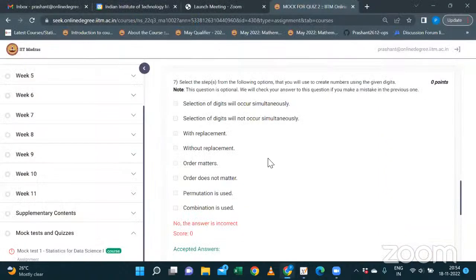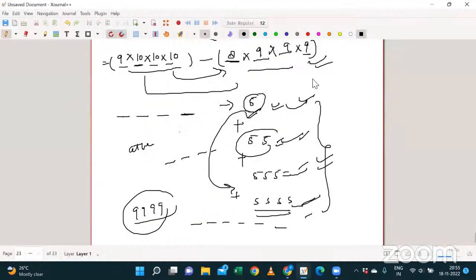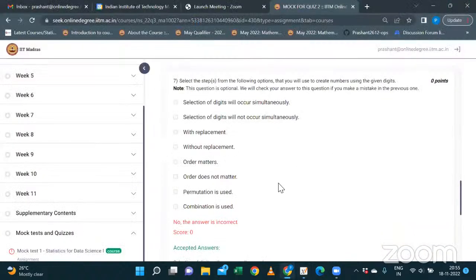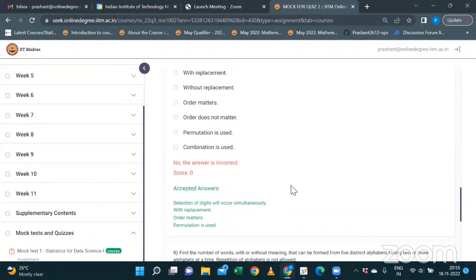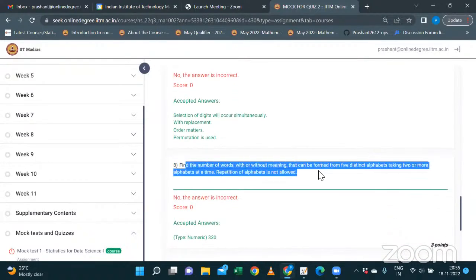So what about the seventh option? Selection of digits will occur simultaneously. With replacement or without replacement? With replacement, mentioned in the question. Order matters or not? Order matters. Automatically permutation will be used. Order matters means, suppose I have made the number 5342, it is different from 5032 or 5432, so it's different. If order matters, permutation is used. Permutation is already given. Okay, what about question number 8?